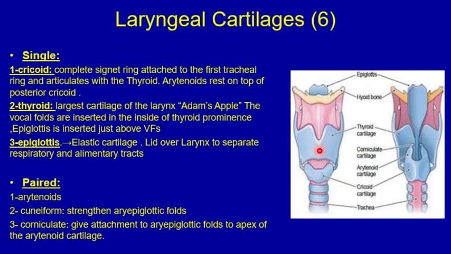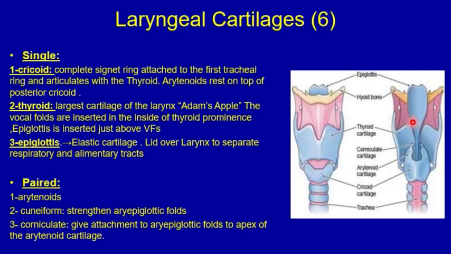In the prominence of the thyroid cartilage towards the midpoint are inserted the vocal folds, and just above the insertion of the vocal folds internally, the epiglottis is also inserted in the inside of the thyroid prominence. The third single cartilage is the epiglottis, which is a sheet of elastic cartilage that is attached to the thyroid cartilage and acts like a lid that covers the inlet of the larynx during swallowing.